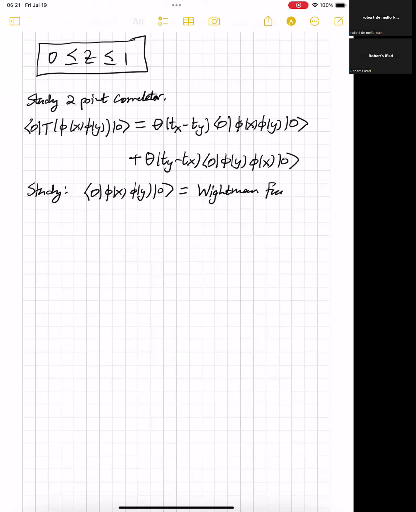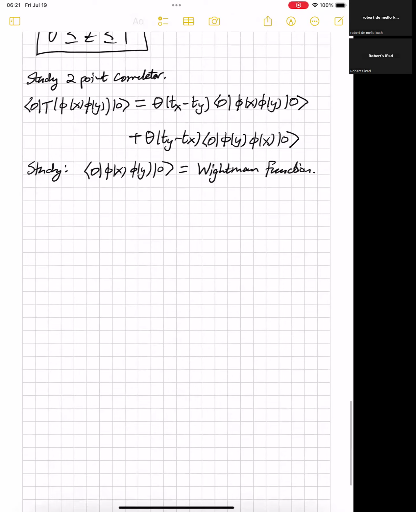Wightman is the name of a person, Arthur Wightman. He was a professor at Princeton, and he developed a lot of rigorous results about quantum field theory. So this correlation function carries his name.